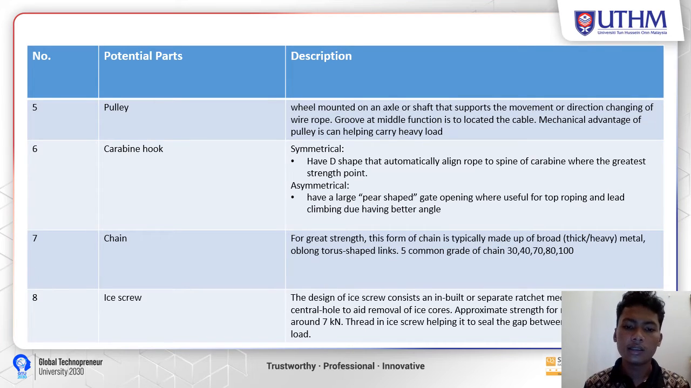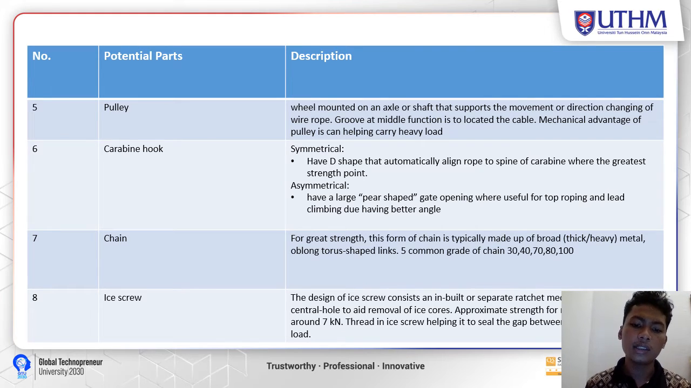Seventh, a chain. The chain is for great strength. This form of chain is typically made up of broad thickness heavy metal, oblong torus shaped links. There are five common grades of chain, which are grades 30, 40, 70, 80, and 100.